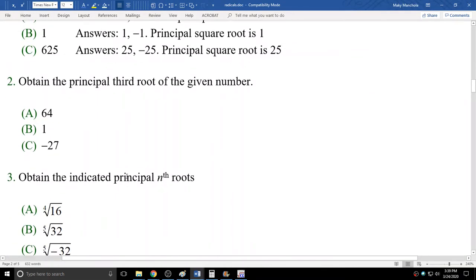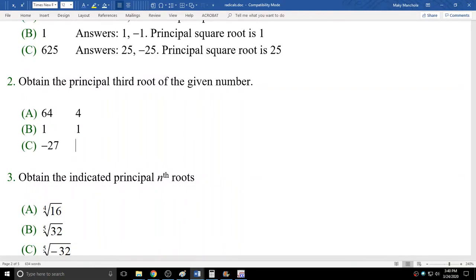Obtain the principal third root of the given number. So now we're thinking, what real number do you raise to the third power to get 64? 4 times 4 is 16. 16 times 4 is 64. So the principal third root of 64 is 4. The principal third root of 1 is 1.